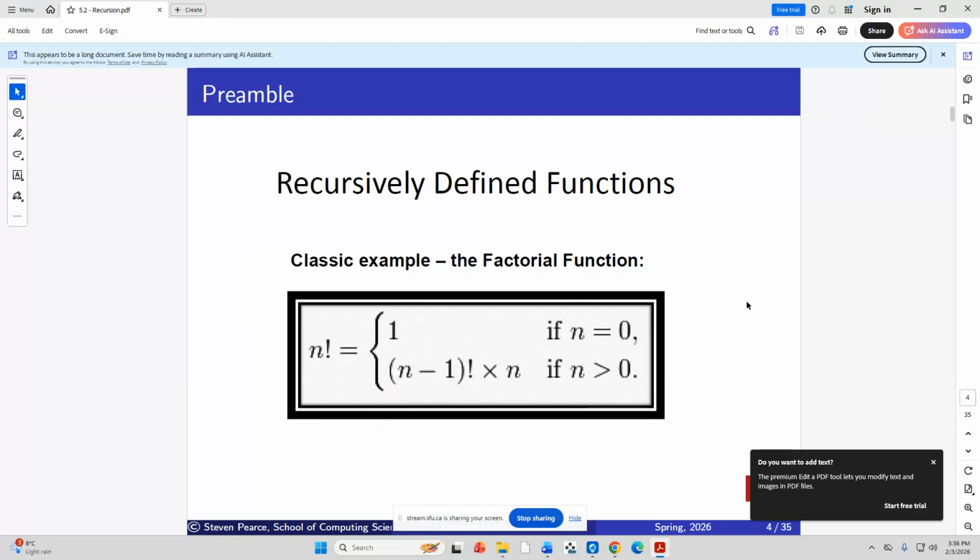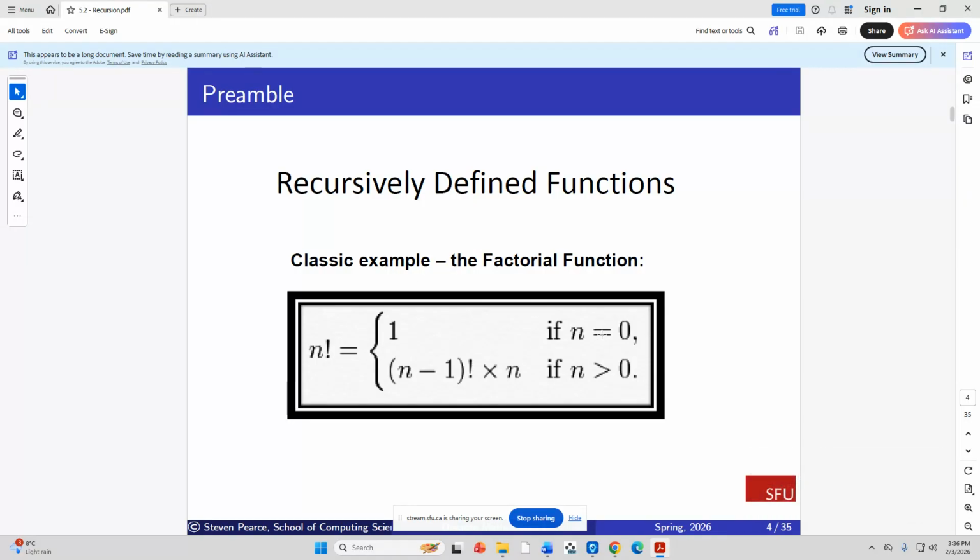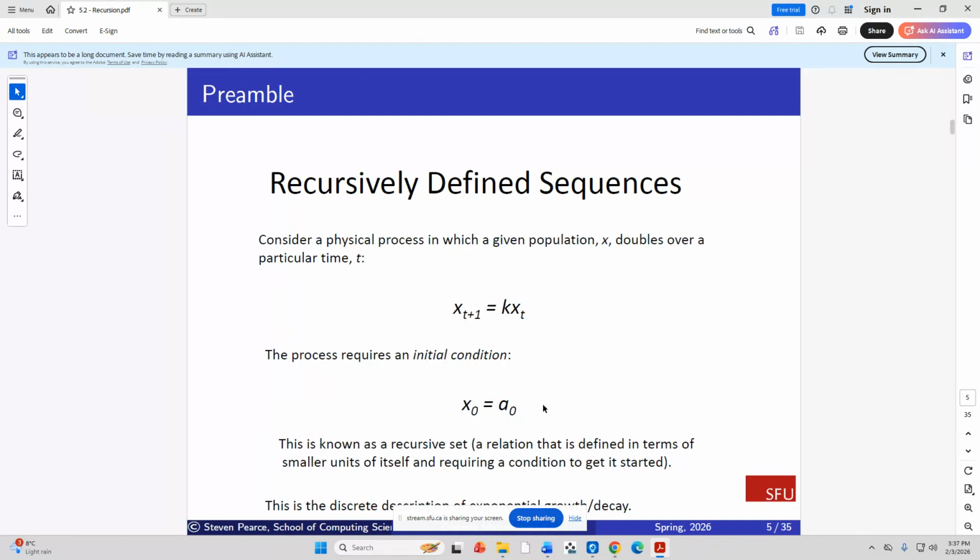So here's a recursively defined function. Classical example, n factorial equals 1 if n equals 0. That's how you get started, just like induction, it seems. And n minus 1 factorial times n if n is greater than 0. So that is a recursively defined function. This is the recursive set.